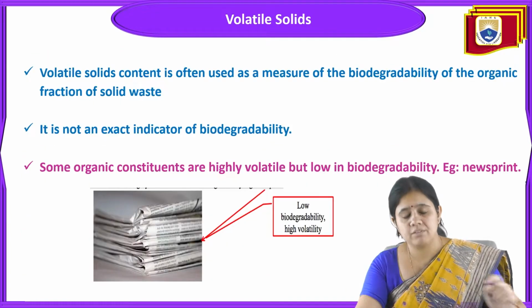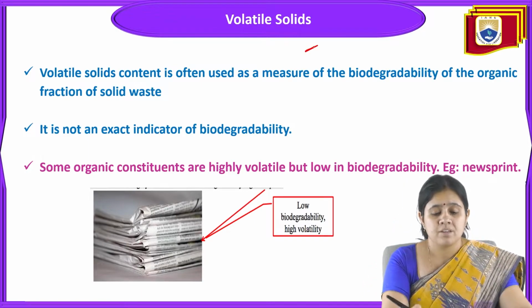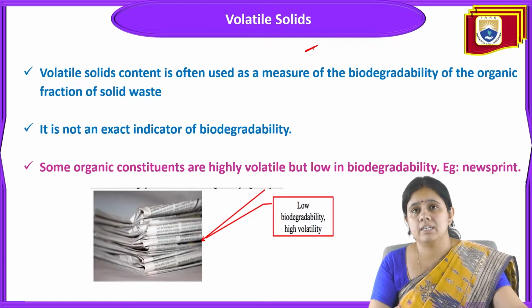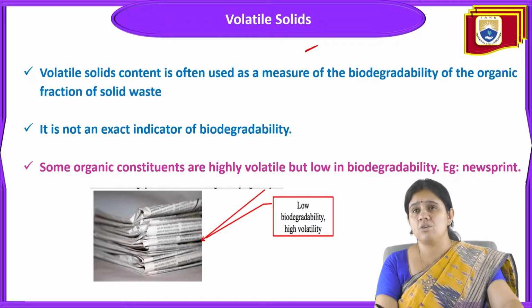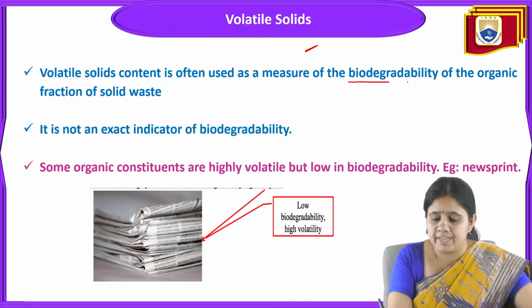So the next point we are going to discuss is volatile solids. What are volatile solids? Volatile solids are the solid contents that are often used as a measure of the biodegradability of the organic fraction of waste.